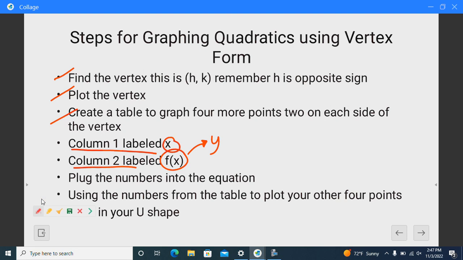Next, plug the numbers from the table into the equation to find your other 4 points, and draw in your U shape, or your parabola.